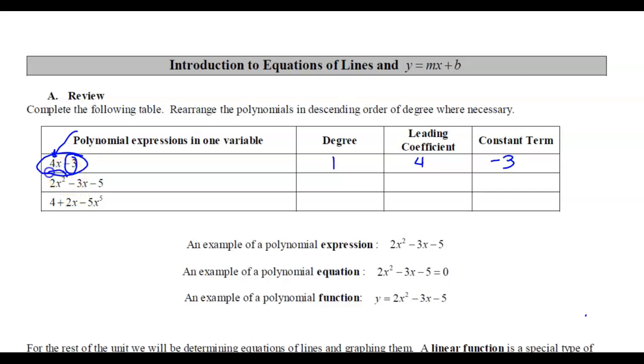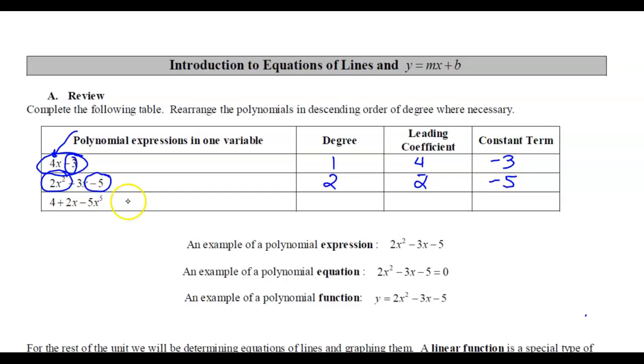Next one, highest degree term. It's already in descending order of degree, so that's a degree 2 polynomial. The leading coefficient is the coefficient of the x squared term, so the 2. And the constant term is the one that doesn't have a variable, -5.